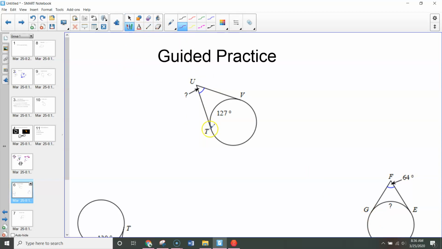Okie dokie. So I know that this right here is 127 degrees. And I know that this angle and this angle need to add to 180. So to undo addition, I'm going to subtract. So I'm going to do 180 minus 127. Go ahead and do that in your calculators. So 180 minus 127 gives me 53 degrees. And that would be correct.